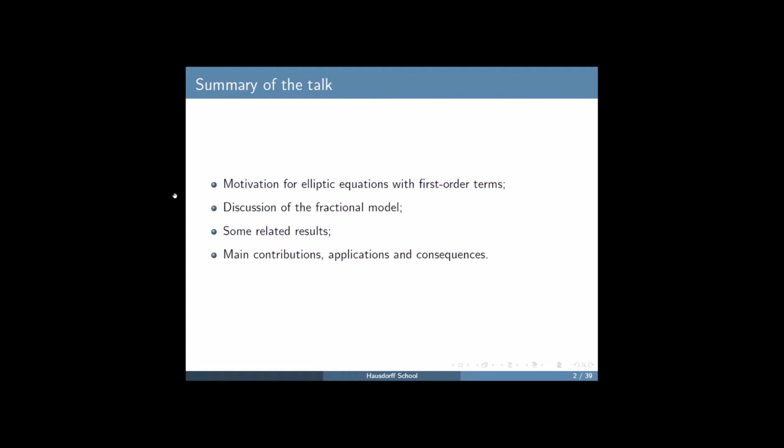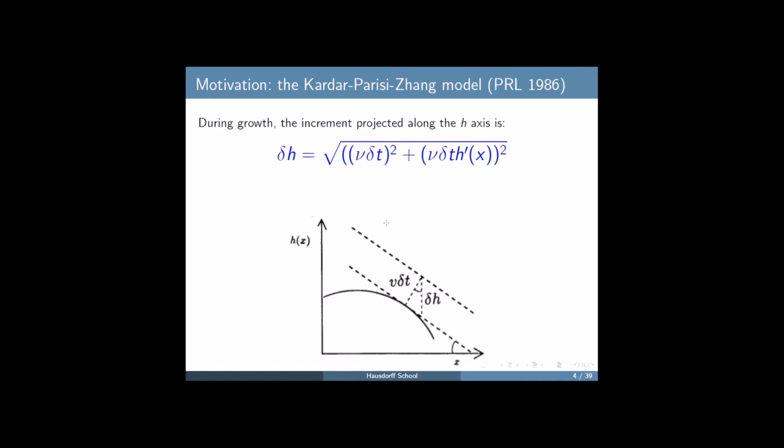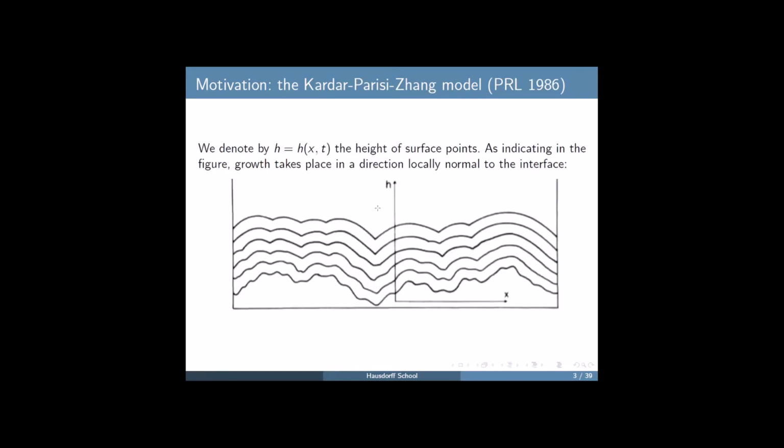So let me start with an application of elliptic equations with first order terms. Let's see first the parabolic part. Suppose that we have an evolving surface, or a growing surface. As you see, growth in this surface takes place at least locally in the normal direction to the surface. But if we project the growth into the lateral direction, let's say h, I will go back to the picture. So you have here the growth in the normal direction.